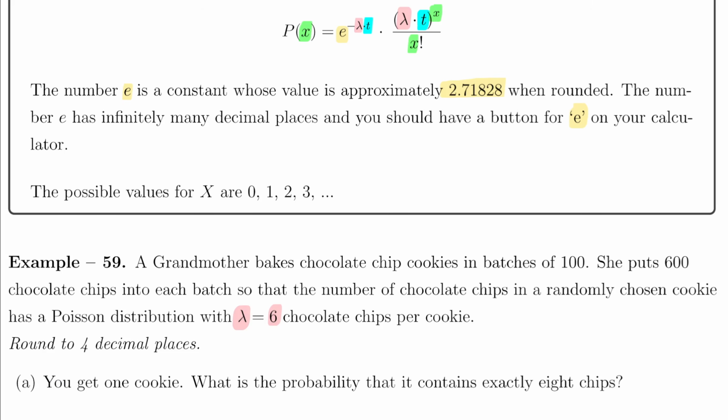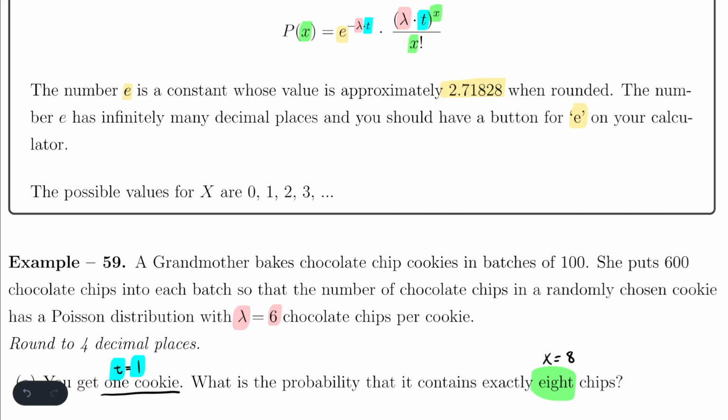So in part A, it says you get 1 cookie. Now in this case, remember they said time or space. So when we get 1 cookie, we're only looking at that one sample. That's our t. So here, it's not that time is 1, but t represents our time or space, our unit that we're looking at. So we're looking at 1 cookie. What is then the probability that it contains exactly 8 chips? So here the number exactly 8, that's our event we're looking for when x is 8.